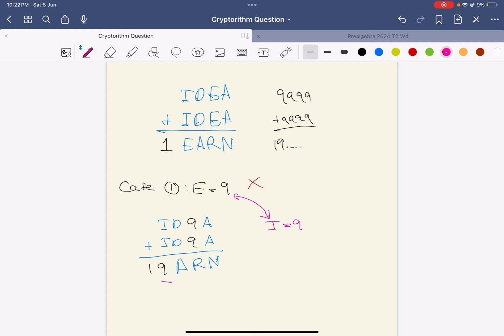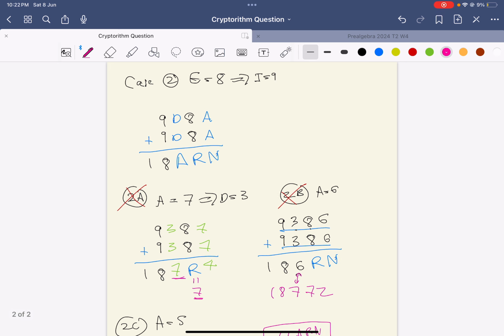So now we move down to a second case where we're going to make E a little bit smaller. We're trying to keep it as big as possible, but 9 didn't work, so we're going to go down one more to 8. So E is 8 now.